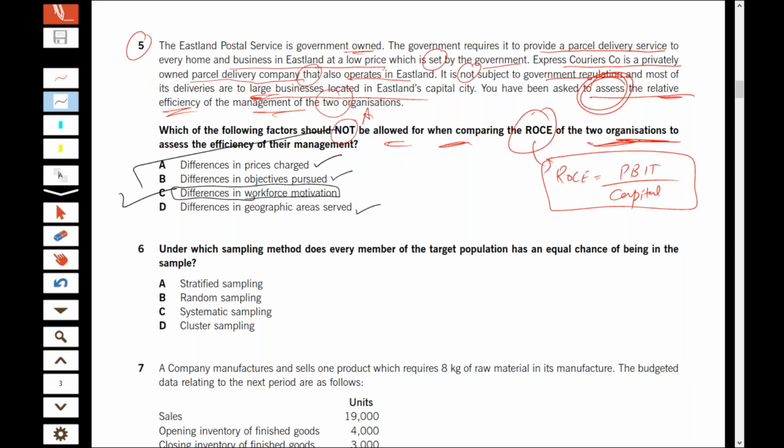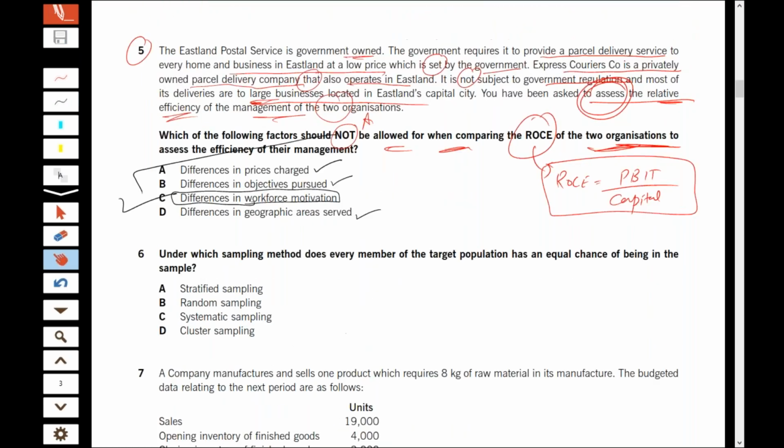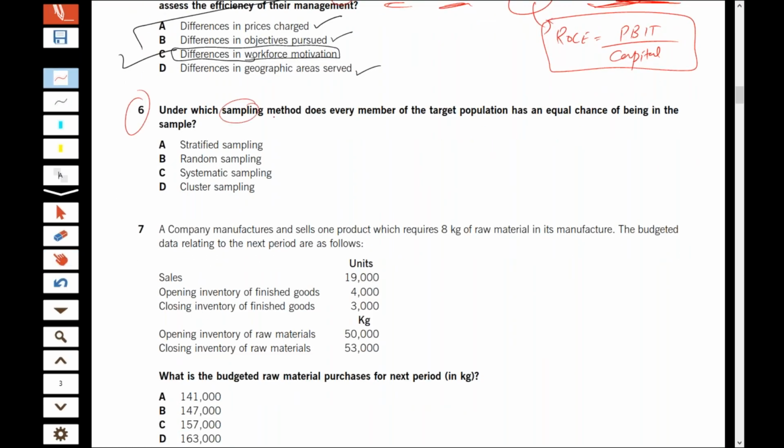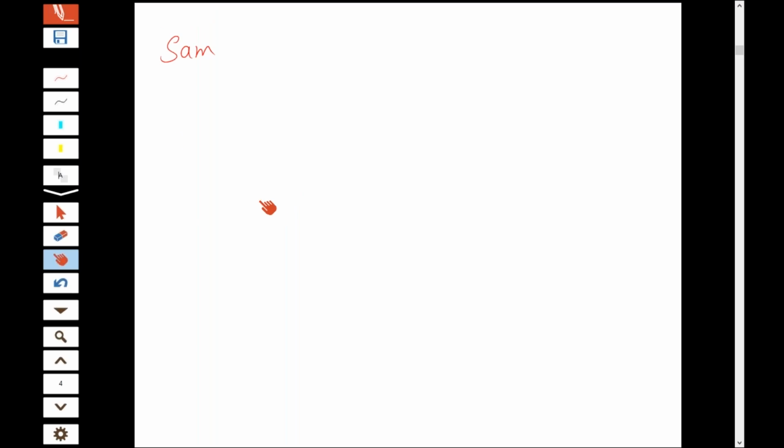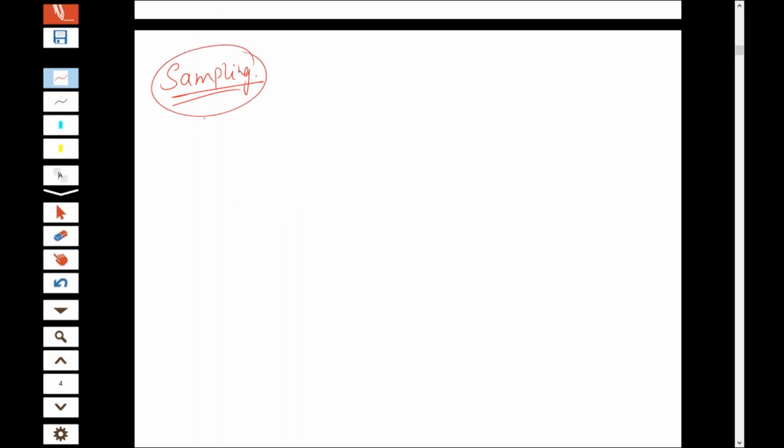Okay. Now move on to the next MCQ, that is MCQ number 6. Under which sampling method does every member of the target population have an equal chance of being in a sample? I should give you a brief introduction about sampling because it is specifically the topic as well, so we must discuss it. What is basically a sample?